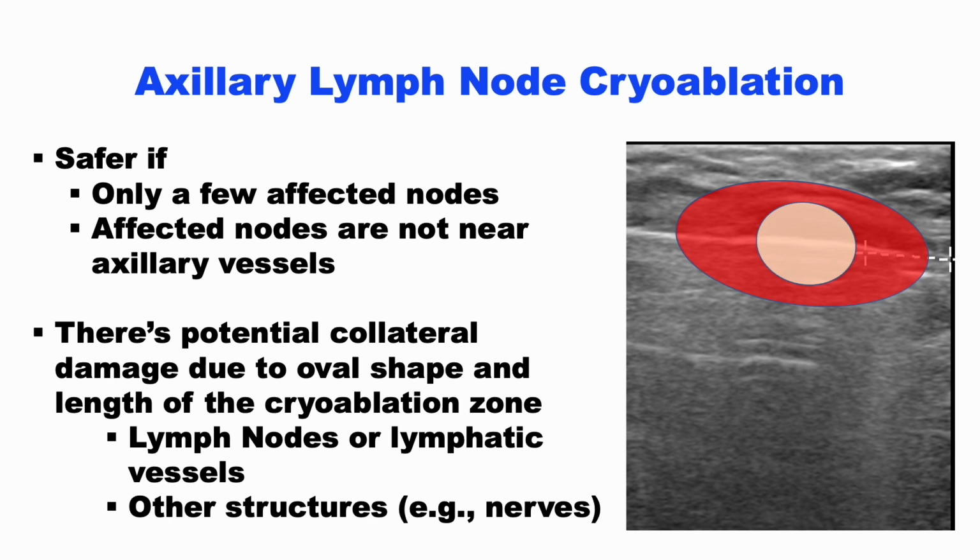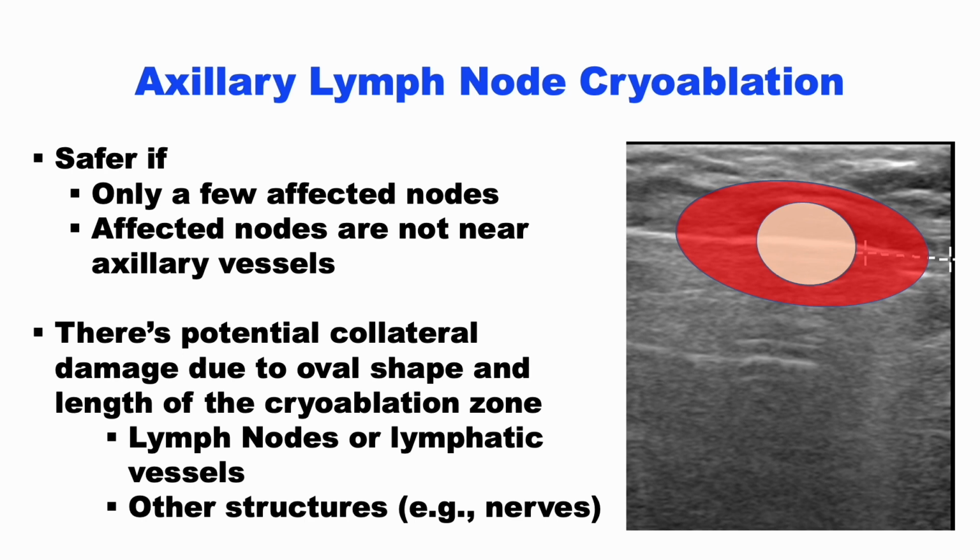Lymph node cryoablation is safer if the target lymph nodes are not near the large vessels in the upper armpit, which may prevent the ice ball from getting cold enough due to the high volume of warm blood flow next to the cryoablation site when cryoablation is performed in these locations.